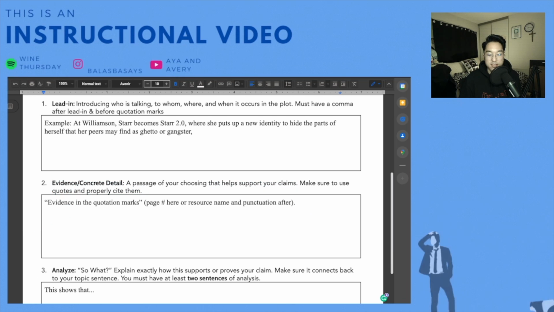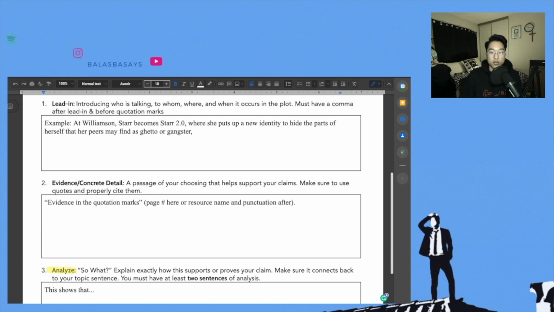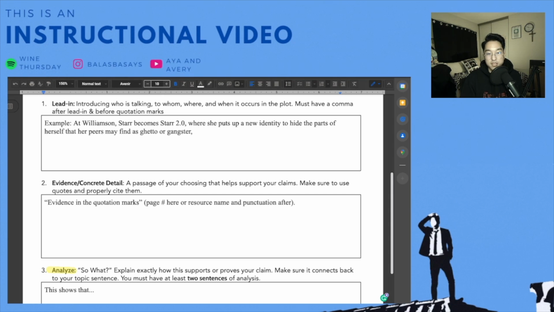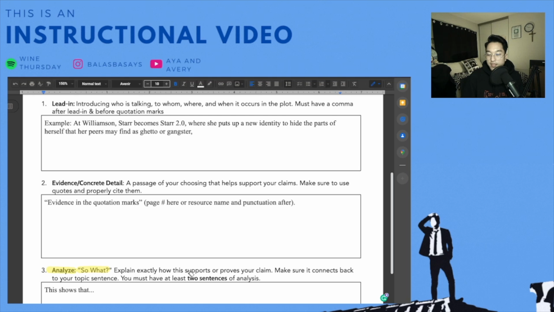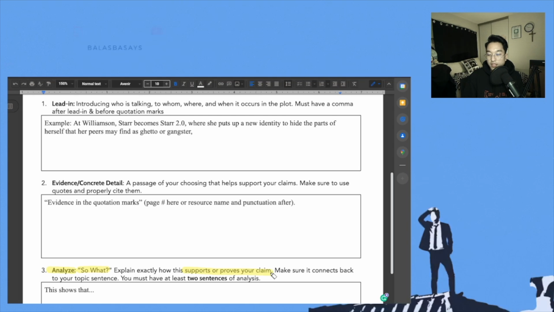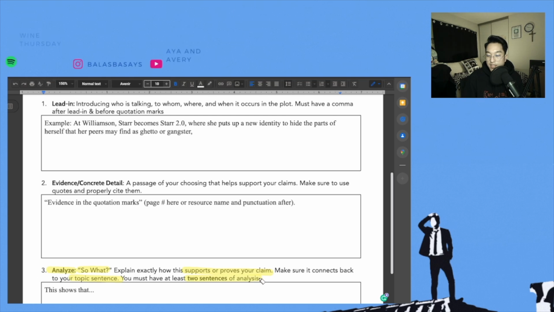And lastly, number 3 of today's lesson is your analysis, also known as commentary to others. This is where you explain that big so what. Explain exactly how this supports or proves your claim. Make sure it connects back to your topic sentence, and you must have at least 2 sentences of analysis.